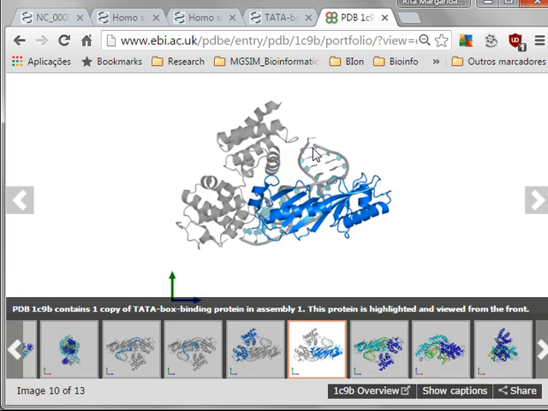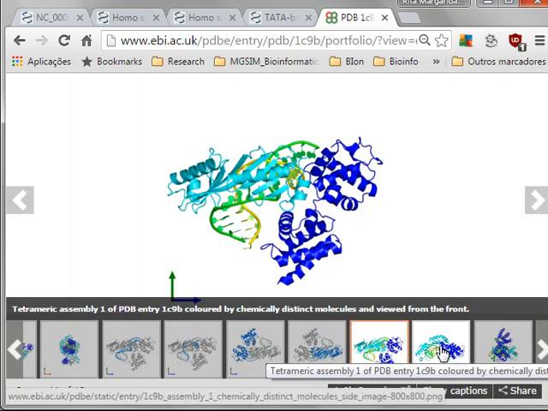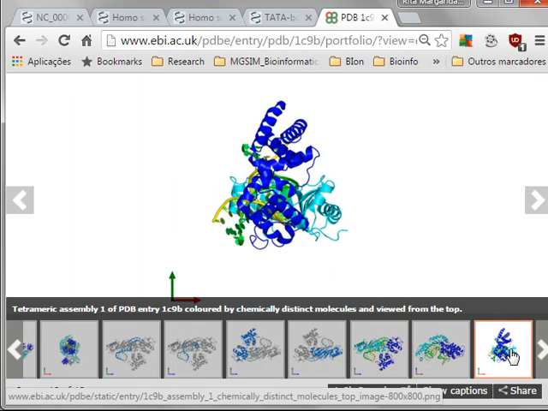So, as I was telling you, the TATA box is a segment of a strand of DNA that is connected to this protein in order to perform the transcription of a gene. Now, in different colors, according to some different perspectives of this same protein.